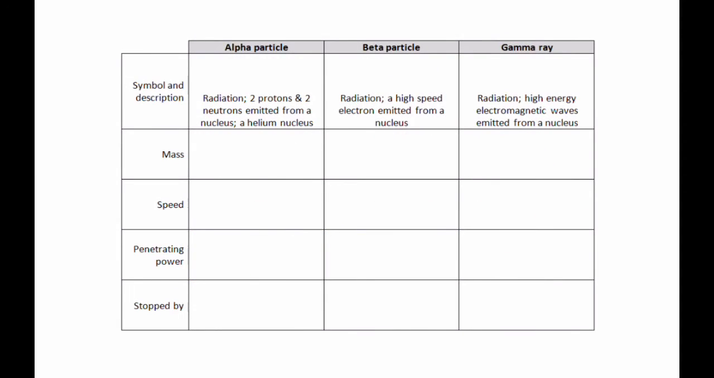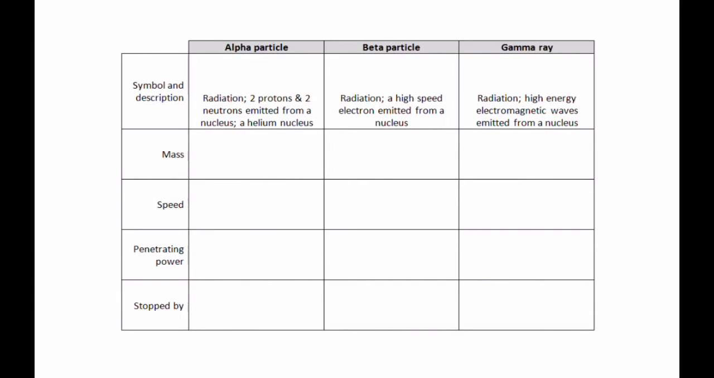So you're going to use this graphic organizer in your notes. Please glue it in. Let's go ahead and start talking about alpha particles, beta particles, and gamma rays. These are radioactive emissions that come from an unstable nucleus. Let's get started with alpha particles.